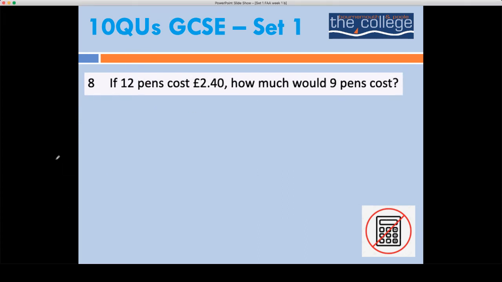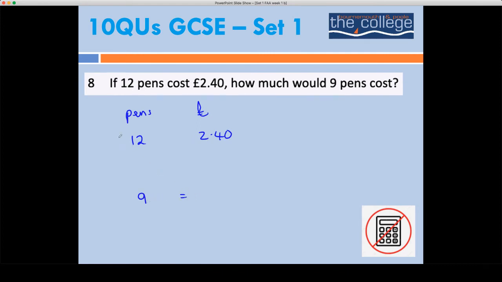Right, with this one, we could use our line up and link method. We've got our pens and our costs. Now this line up and link is brilliant in lots of ways, it helps you really structure your question. 12 pens is £2.40, and they want you to find out in the end what 9 pens equals.